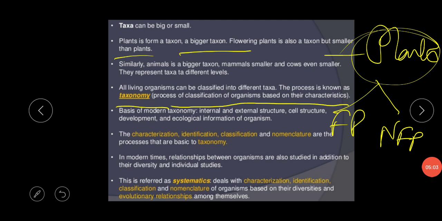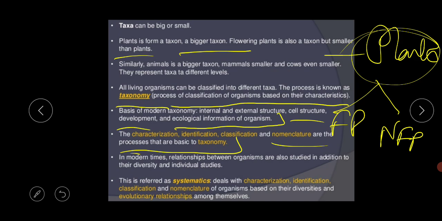The basis of modern taxonomy: internal and external structure, cell structure, development and ecological information of organisms. So what is the basis of modern taxonomy? Internal and external structure, cell structure, development and ecological information of organisms. Characterization, identification, classification and nomenclature are the processes that are basic to taxonomy.